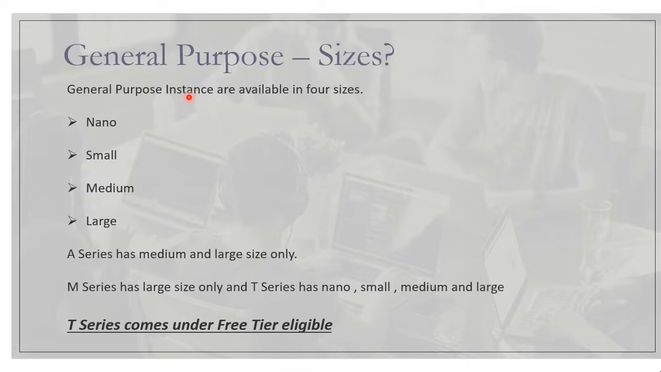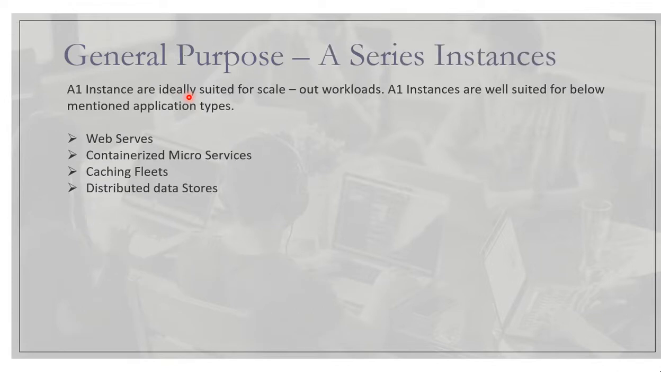Now let's see sizes. They come in 4 sizes. What are those? Nano, small, medium, and large, right? But there is a certain difference: the A series has medium and large sizes only, the M series comes with large size only, and the T series has nano, small, medium, and large, right? These are the small differences. Let's see the other differences between A, M, and T. Let me go to the next slide. So what is the A series?